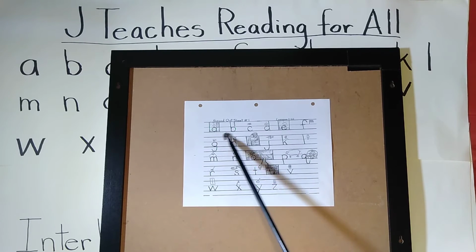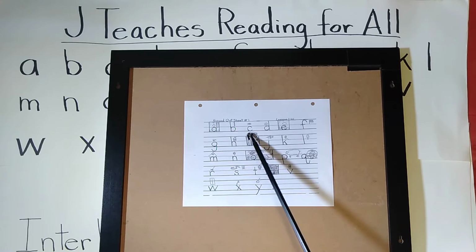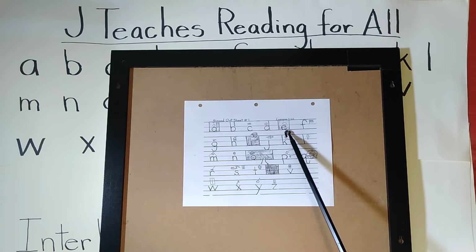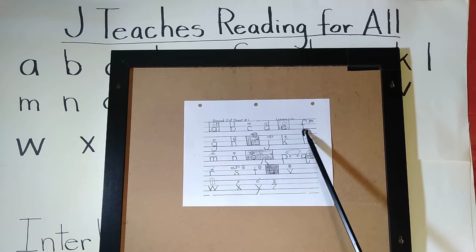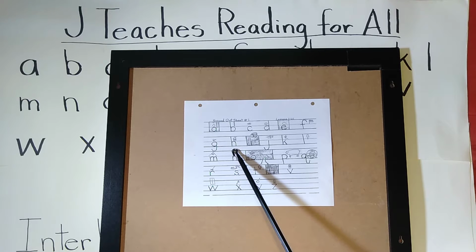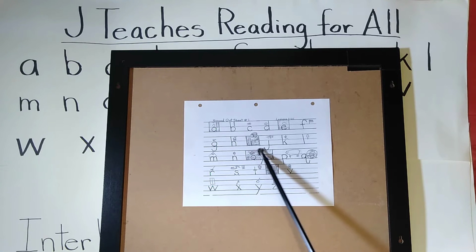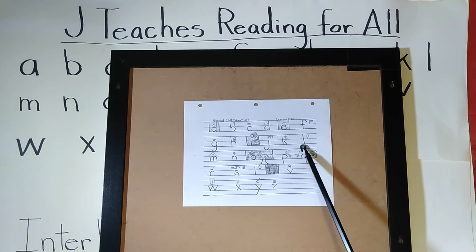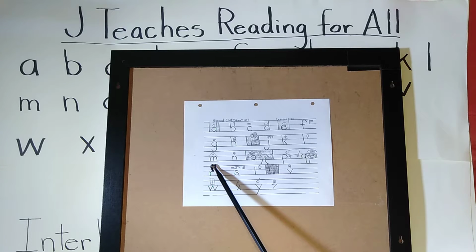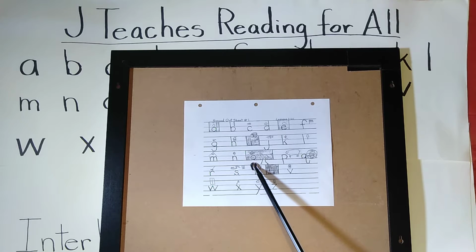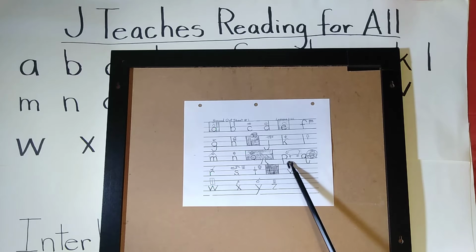A, apple. B, bat. C, cap. D, donut. E, egg. F, flag. G, gun. H, house. I, Indian. J, jet. K, kite. L, lamp. M, mountain. N, nut. O, two sounds. Ah, octopus. Aw, ostrich. P, pig.